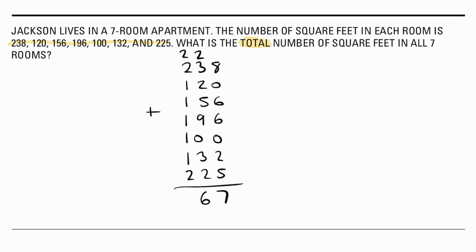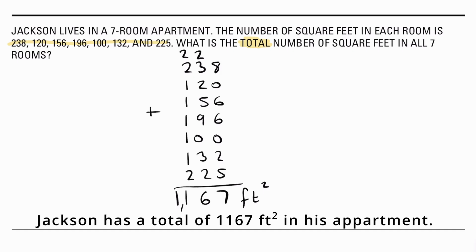Now I'm going to simplify these ones. I know there's 5 ones, so I'm just going to add 5. The 2 and the 2 make 4, plus those 5 ones will be 9, plus 2 is 11. And so that 11 will become there. And so we end up with 1,167 feet squared. And so if I was going to answer this as a worded answer, I would say that Jackson has a total of 1,167 square feet in his apartment.